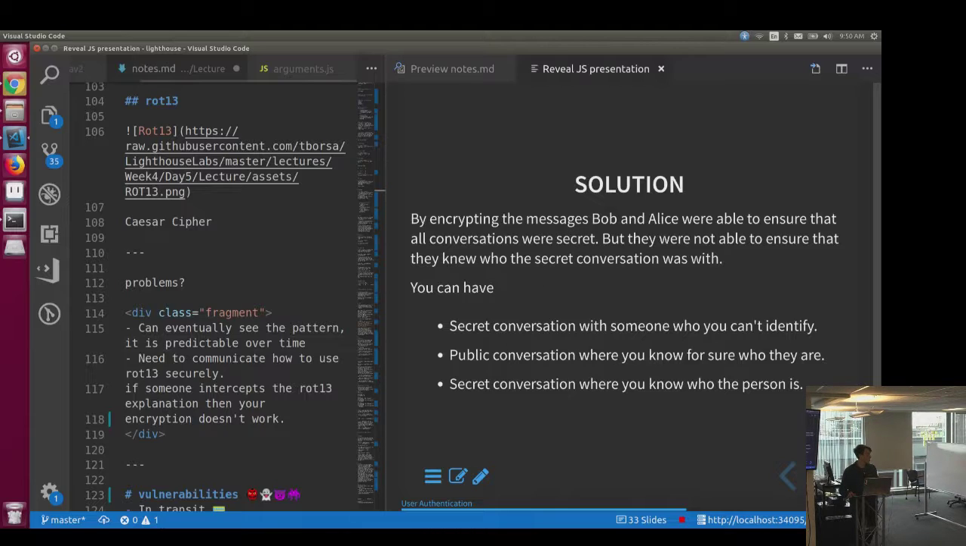So there's a couple different combinations of things we can have. You can have a secret conversation with someone who you can't identify. So you know that any message you send to that person is secure, but you don't really know for sure that it's the person you think it is. You can have a public conversation where you're sure you know who the person is. So we're talking and you guys can all hear, but I know for sure that I'm talking to a specific person. Or you can have a secret conversation where you know for sure who the person is. So obviously, this last one is what we're looking for. We've only achieved this first one's level of security at this point.